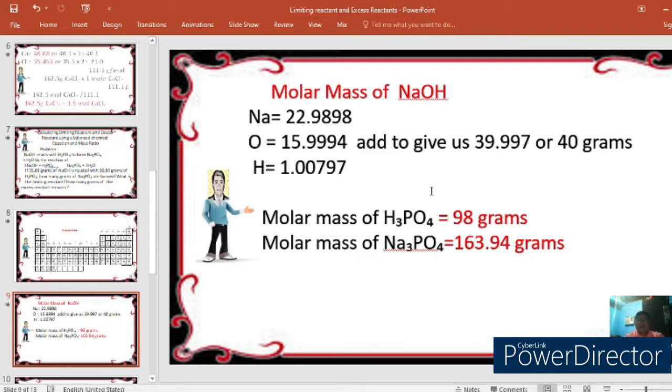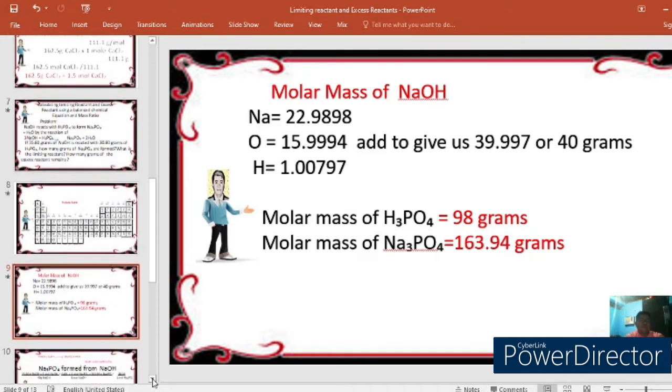The phosphoric acid has 98 grams of molar mass, while the molar mass of sodium phosphate is 163.94. So you know how to calculate this molar mass, right? Congrats for that. Next, we will proceed.